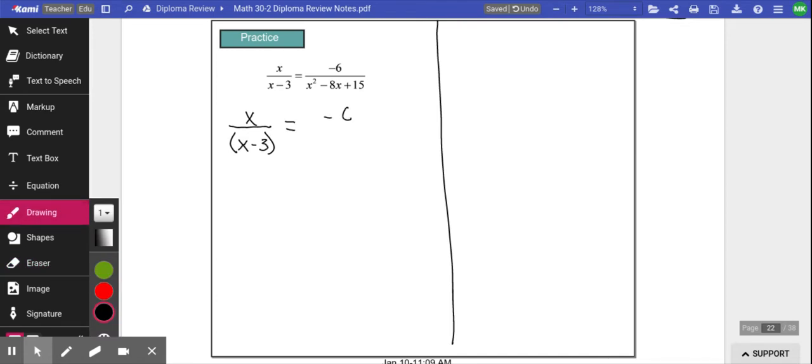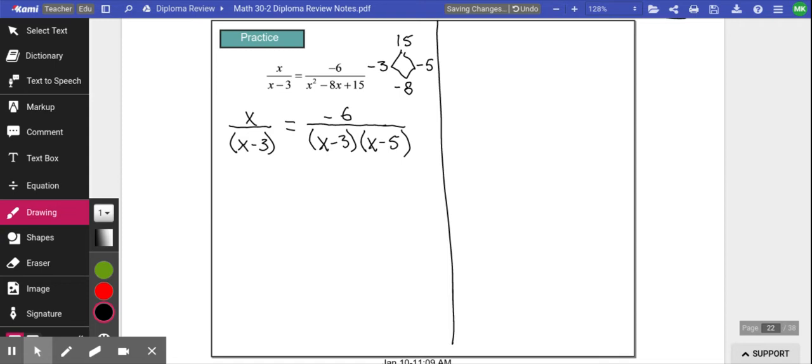Equals -6 divided by, I will do that factoring quick. You wouldn't have to do it. So if you're not good at diamond method, that's okay. But just for review, you're looking for things that multiply to be 15 and add to be -8. -3, -5. That means this is x minus 3, x minus 5. Awesome.